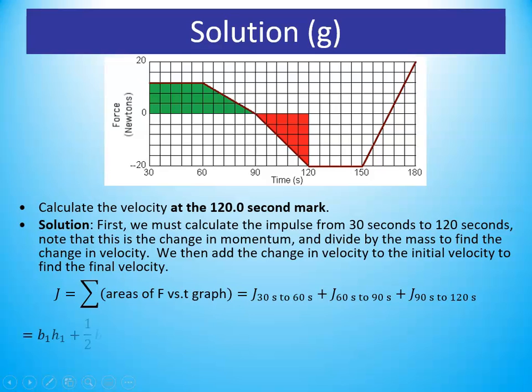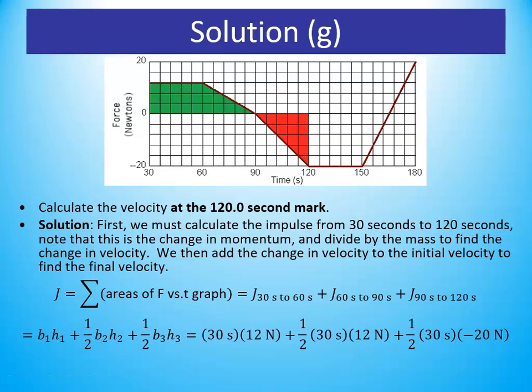Now note that we've already calculated two of these impulses. We calculated the impulse from 30 to 60 seconds, and we calculated it from 90 to 120 seconds. So you really don't even need to show this work right here on the first calculation and the third calculation, because those are calculations we've already done in earlier parts. But we do need to show the part from 60 to 90 seconds. That is this 1/2 base times height. This green triangle, so to speak, right here with a base of 30 seconds and a height of 12 newtons.